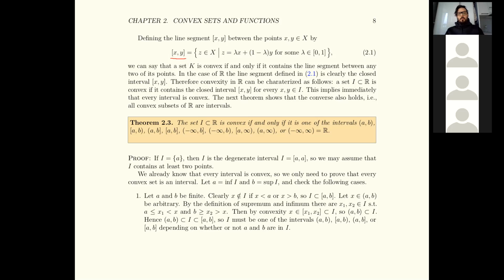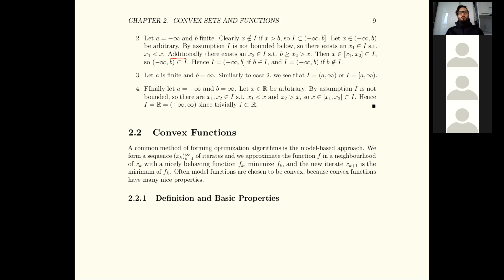So there we have it. The infinite cases, I'm not going to go through the infinite cases. I'm going to just skip them and so forth. All right.